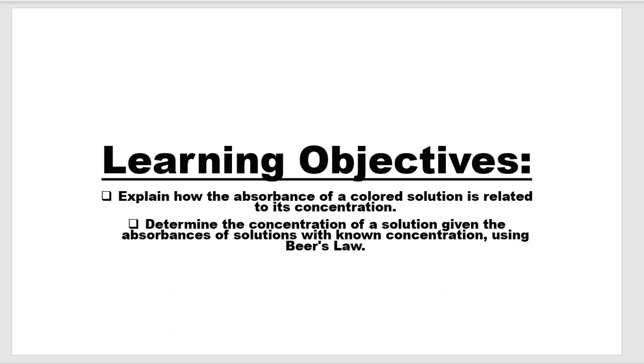We should be able to explain how the absorbance of a colored solution is related to its concentration, and also to be able to determine the concentration of a solution given the absorbances of solutions with known concentration using Beer's law. Now Beer was a scientist. It was Beer-Lambert, so it's actually the Beer-Lambert law, but we often just abbreviate it to say Beer's law. So he never really gets all the credit because we're lazy.